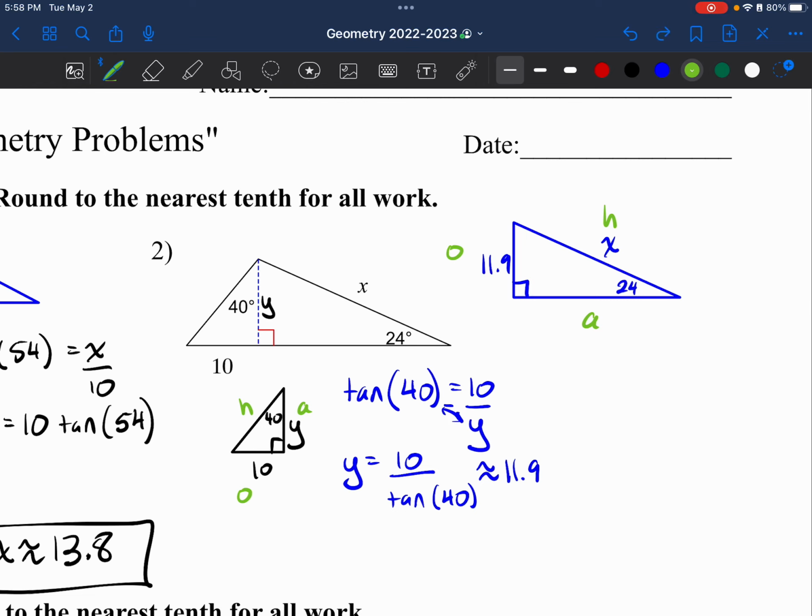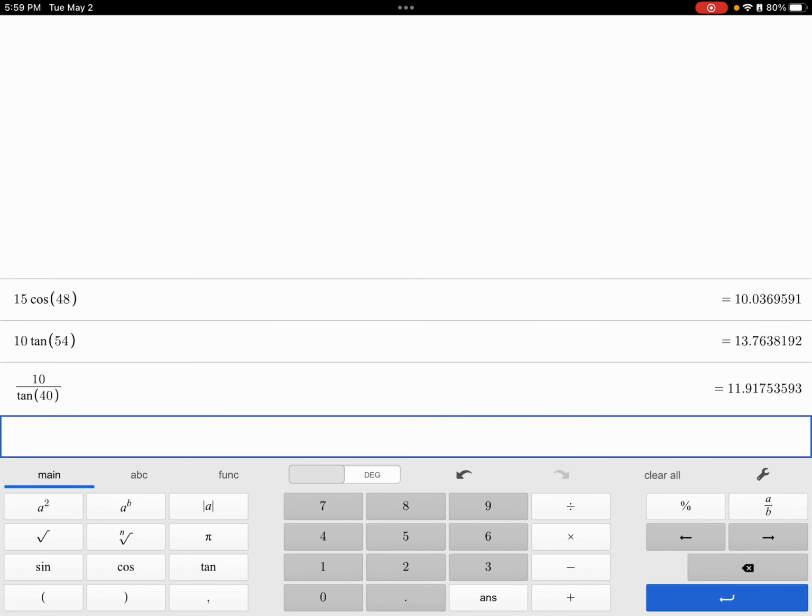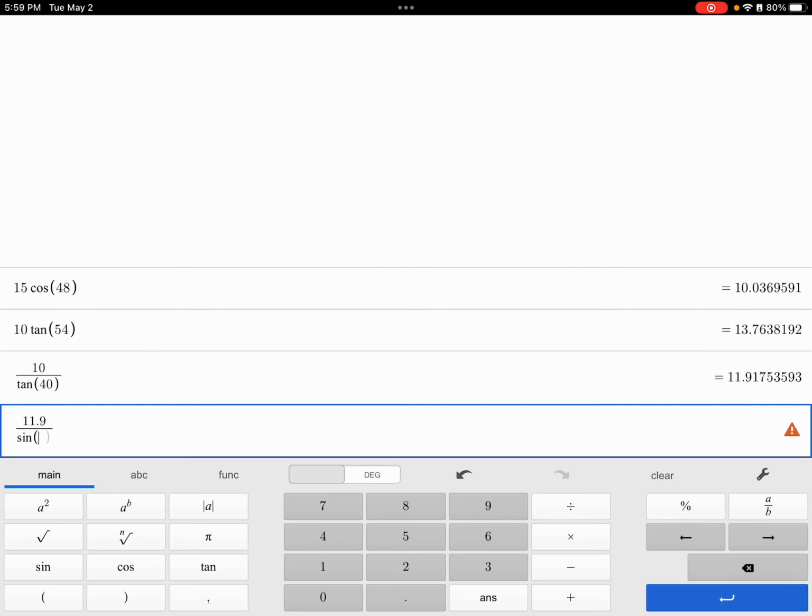If I write out my sine, I have sine of my angle, 24. And that's going to be equal to opposite over hypotenuse. It's going to be 11.9 over the hypotenuse of x. We need to solve for x. The way that we do that is by switching these diagonals. That means that x is going to be equal to 11.9 over sine of 24. 11.9 divided by sine of 24.